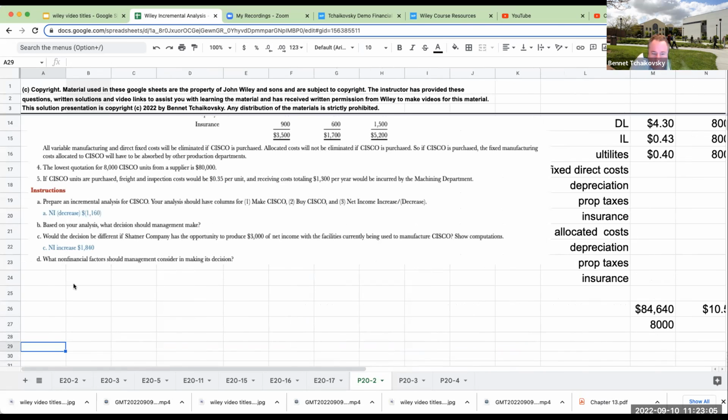So over here, based on your analysis, what decision should management make? Well, because it's going to cost more, we should not outsource it.